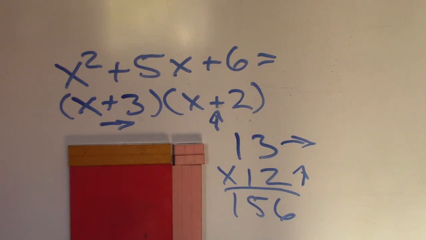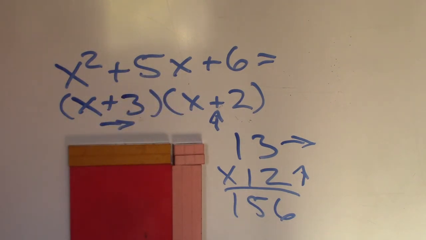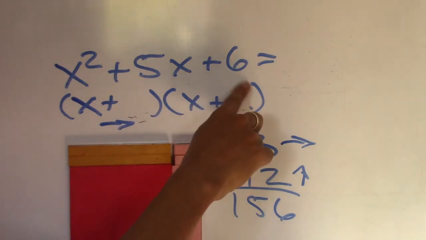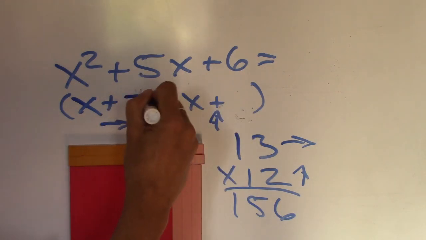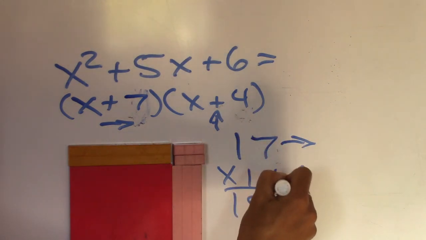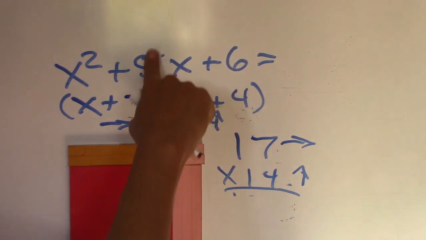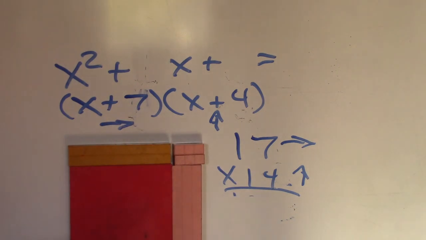How about X squared... I'll tell you what, I'm going to give you this, and you're going to tell me that. Okay. Alright, so how about X plus 4 times X plus 7? Okay. I'll tell you what, we'll do it this way. X plus 7 times X plus 4, as if it matters. What am I going to have?